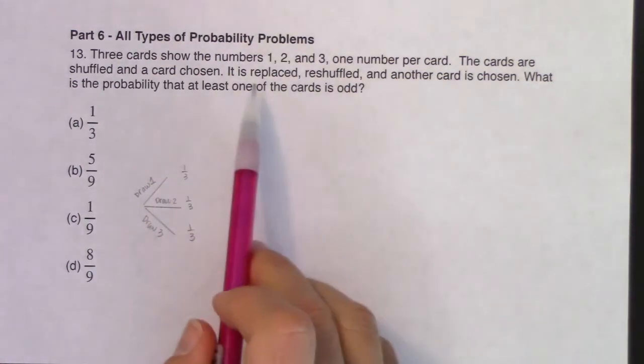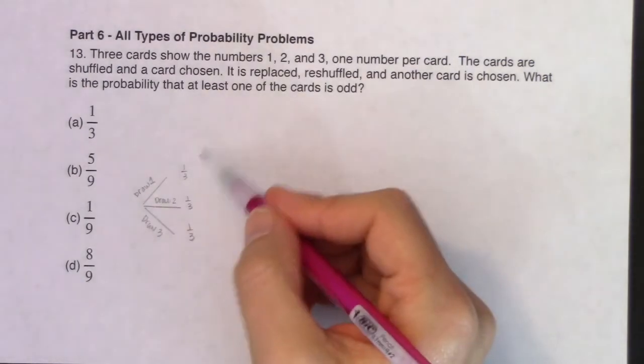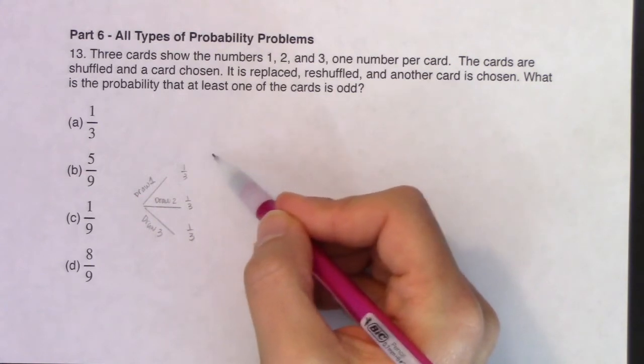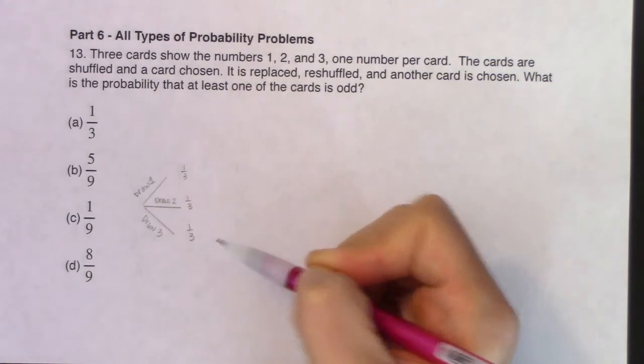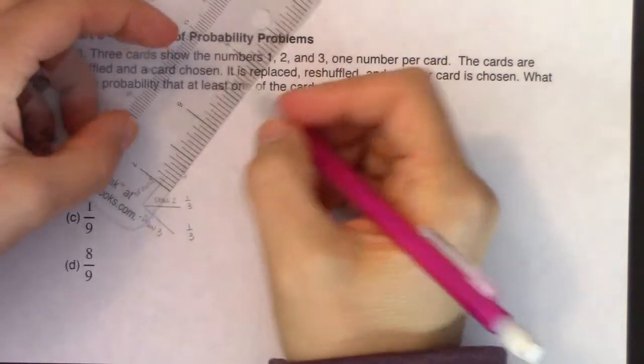But it says it's replaced, reshuffled, and another card is chosen. So I'm going to pick a second card, and I still have my same 3 options. I'm going to have 3 branches off of each of these: 1, 2, 3. And it's going to get a little crowded. So I'm going to make these pretty small.